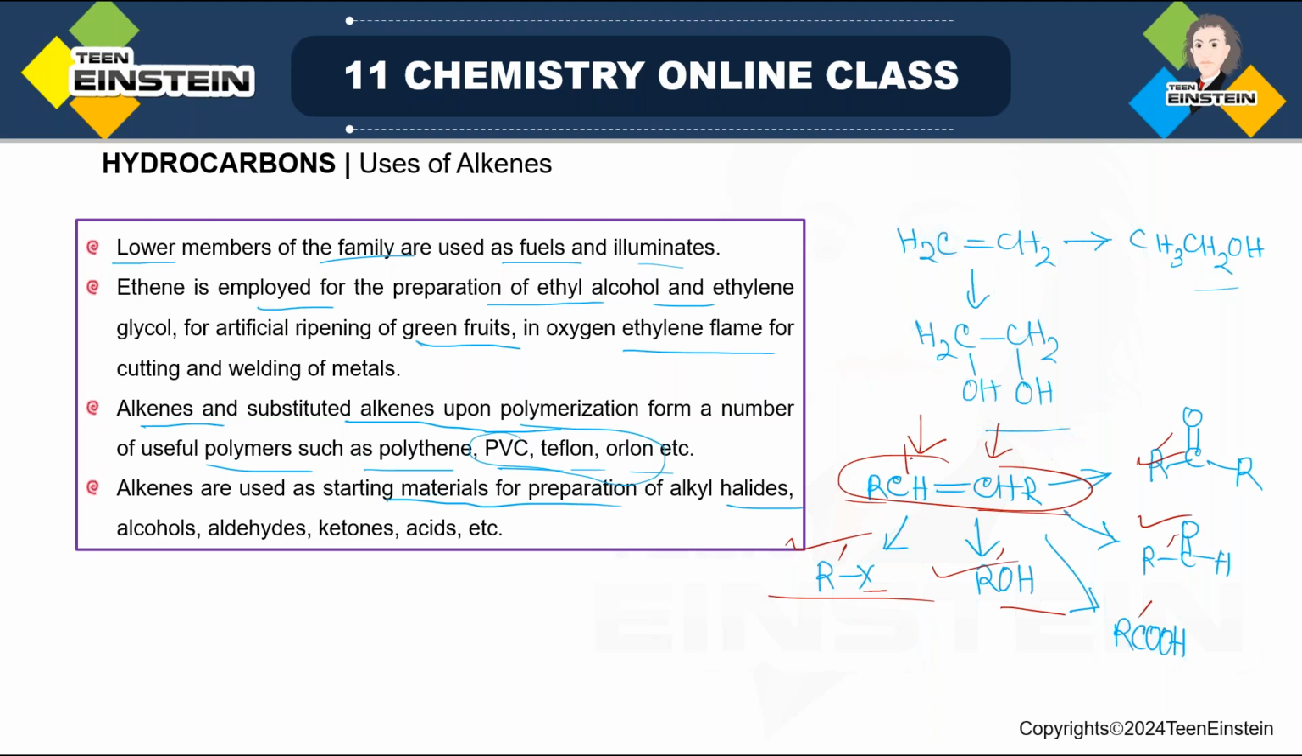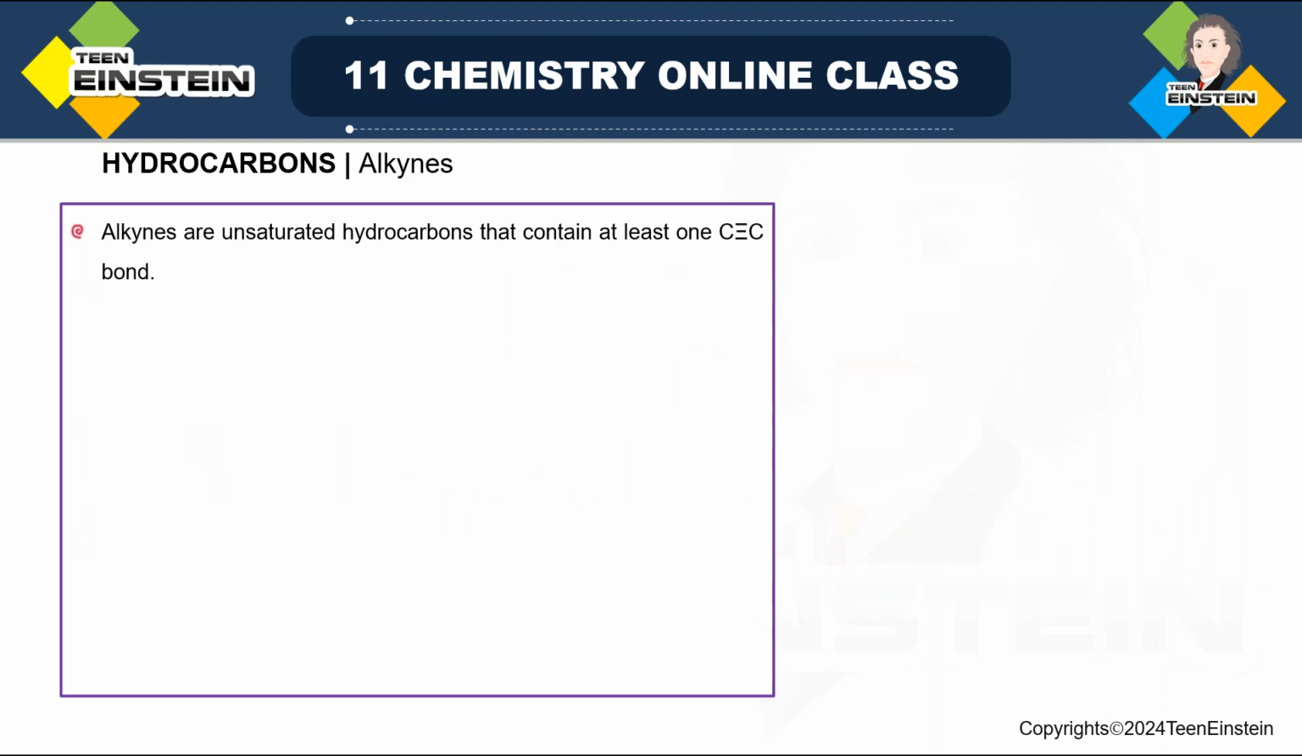Similarly, when we add one hydrogen atom to one CC double bonded carbon and we add one OH group, what we get? We basically get alcohol. That means R prime OH formation is possible. So these are the different uses or applications of alkenes, and the alkene part of the hydrocarbon chapter is complete.